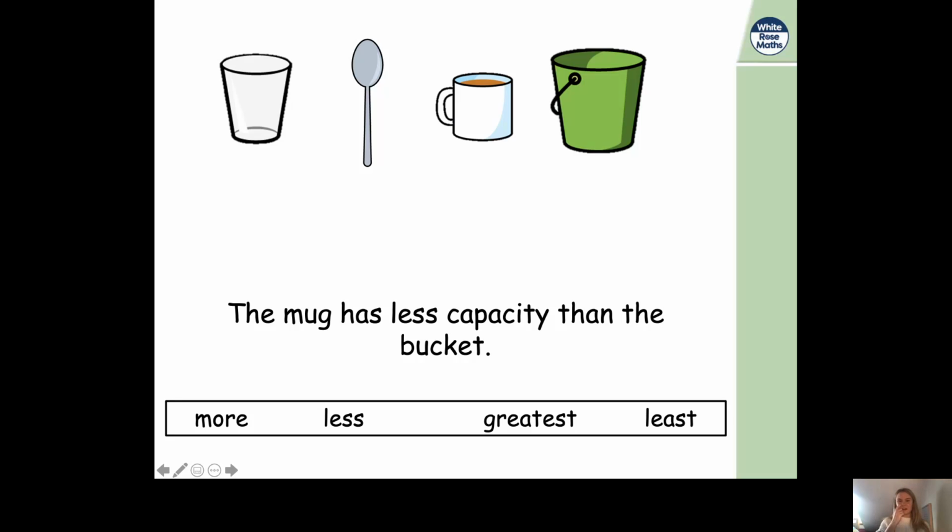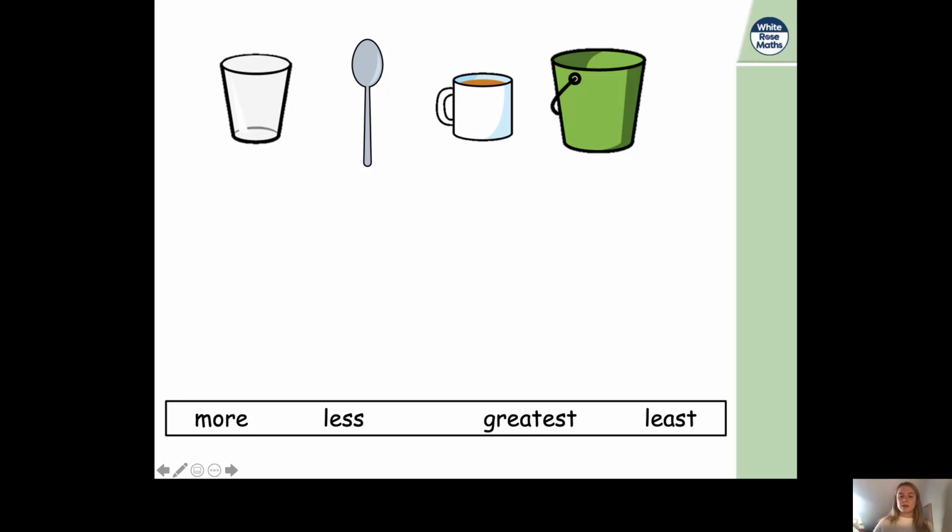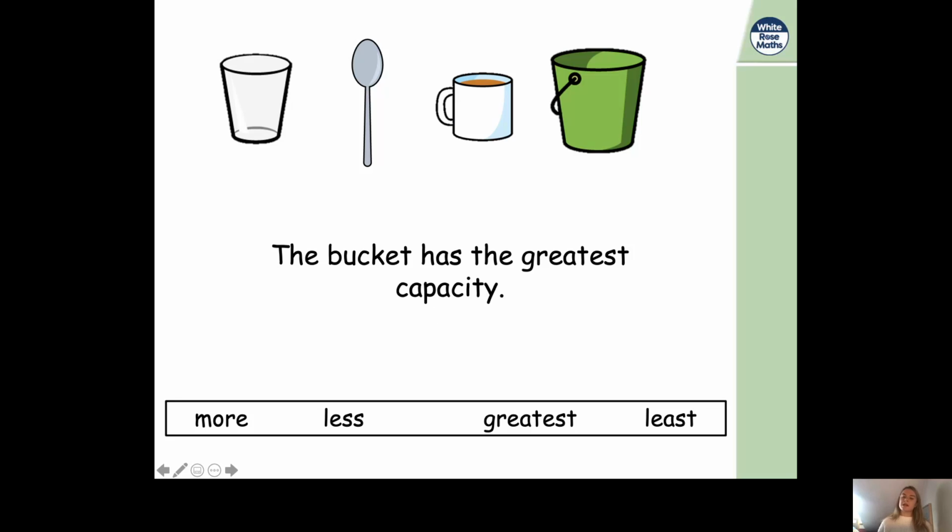Okay, year 2, let's see how you got on. Let's start with greatest. Which of these 4 containers, the glass cup, the spoon, the mug or the bucket, has the greatest capacity? The one that could hold the most liquid. Well, yes, can you see that it is the bucket? The bucket is the biggest, isn't it? It could hold the most liquid. So therefore we could write: the bucket has the greatest capacity. There is no other container here that would hold more liquid than the bucket.